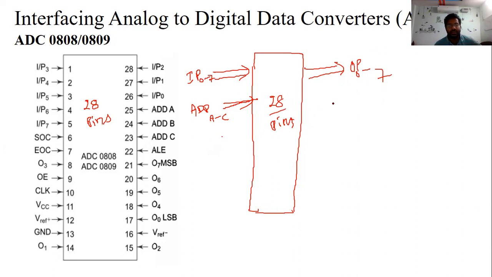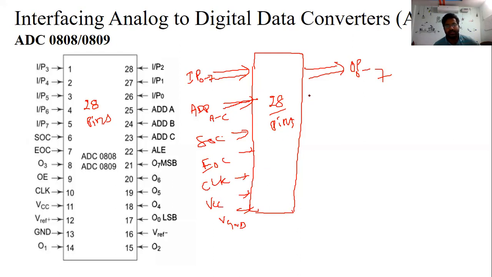You can see what the remaining lines are. One is SOC, another one is EOC, end of conversion, start of conversion. Then one line is dedicated for the clock. Then one line is VCC, the power supply, and then the ground. So 19, 20, 21, 22, 23, then 24 pins are over.